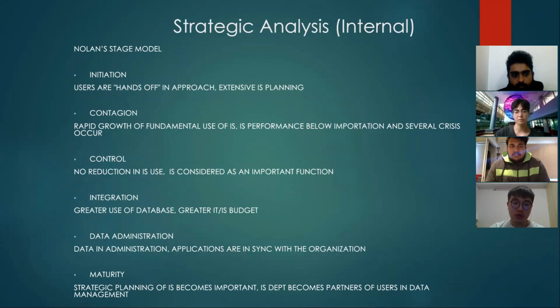I will use Nolan's stage model to analyze. There are 6 stages in the model, which are initiation, contagion, control, integration, data administration, and maturity. In the first stage, initiation, users are hands-off in approach and there is extensive information system planning. In the second stage, contagion, there is rapid growth in the fundamental use of information systems.